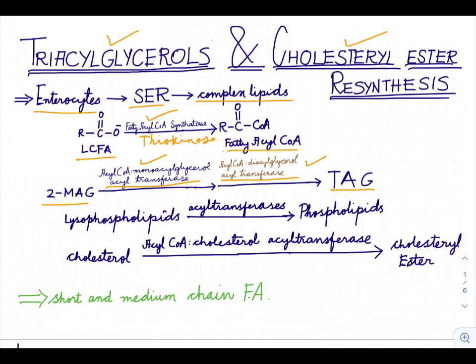Then lysophospholipids are reacylated to form phospholipids by a family of acyltransferases, and cholesterol is acylated primarily by acyl-CoA cholesterol acyltransferase. Virtually all long-chain fatty acids entering the enterocytes are used in this fashion to form TAG, phospholipids, and cholesterol esters. Short and medium-chain fatty acids are not converted to their CoA derivatives and are not reesterified to 2-MAG. Instead, they're released into the portal circulation where they're carried by serum albumin to the liver.